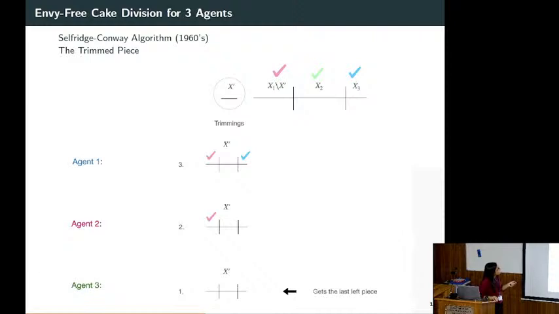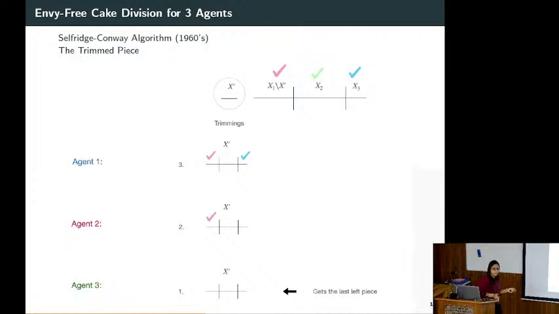So you see, x1 was the trimmed piece, and agent 1 liked this entire piece equally as he values x3. So he does not envy this entire piece even if you add all the trimmings to it. What is agent 2 getting? Agent 2 is getting the trimmed piece plus some part of this trimming. So we are sure that agent 1 values this entire part at most the value he derives from his fraction x3, right?